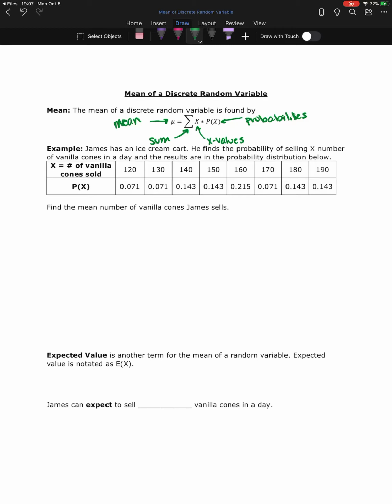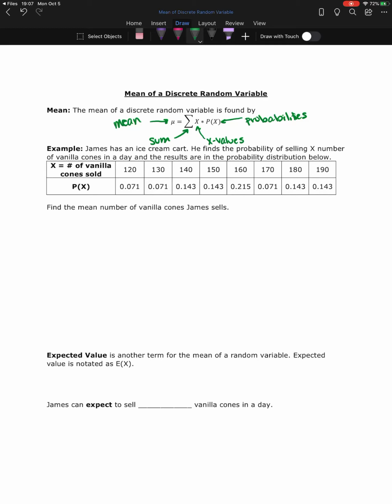So let's look at an example. James has an ice cream cart. He finds the probability of selling X number of vanilla cones in a day, and the results are in the probability distribution below. So here, X represents the number of vanilla cones that James sold. So he sold 120, 130, 140, 150, 160, 170, 180, or 190, and then the probability of each of those outcomes.